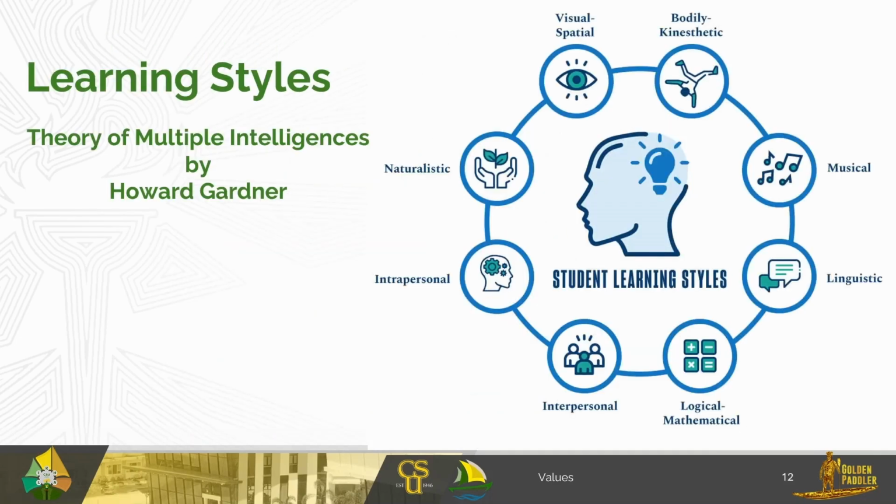One theory of understanding learning styles is the theory of multiple intelligences, developed in the late 1970s and early 1980s by Harvard director Howard Gardner, who believed that there are 8 distinct intelligences that are closely connected to learning. Let's look at these one by one.